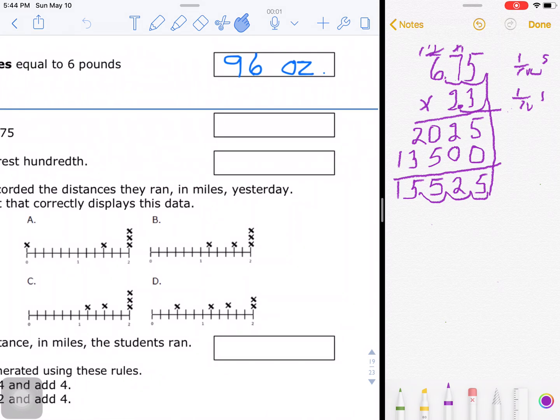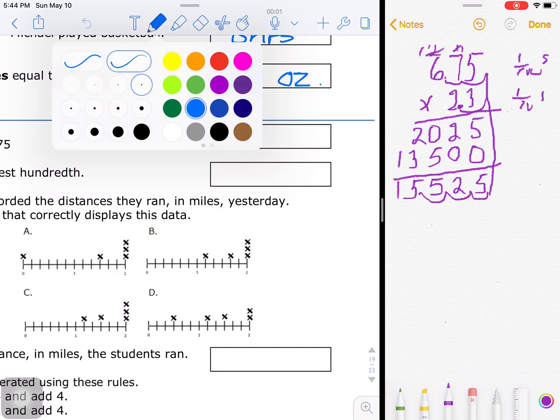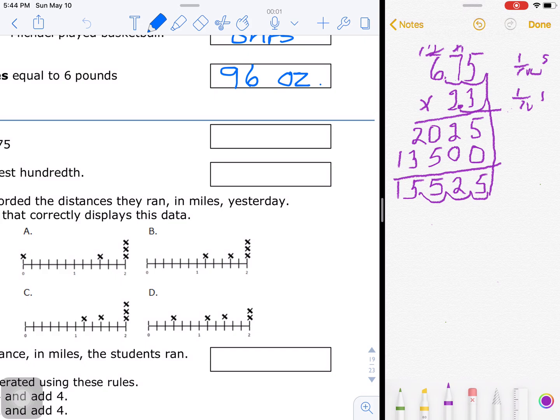Now, what I want to do, I'm going to write the answer in here, and then let's just check this out first. So if I was to do an estimate, 6 75 hundredths is close to 7, and 2 3/10 is close to 2. So I would be looking for an answer that's around 14, and that is what we have. We have 15 and 525 thousandths. And there you have it.